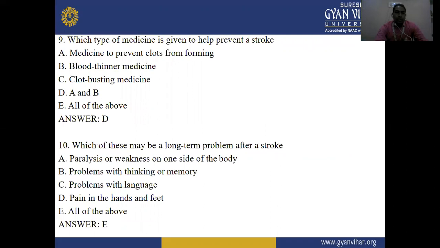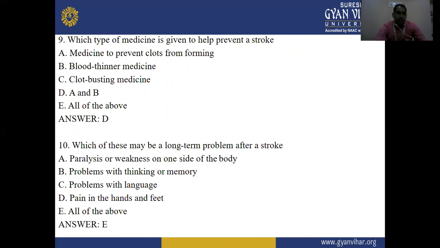Next question. Which type of medicine is given to help prevent a stroke? Option A is medicine to prevent clots from forming. Option B, blood thinner medicines. Option C, clot boosting medicines. And option D, A and B. And option E, all of the above. The right answer is D, A and B.